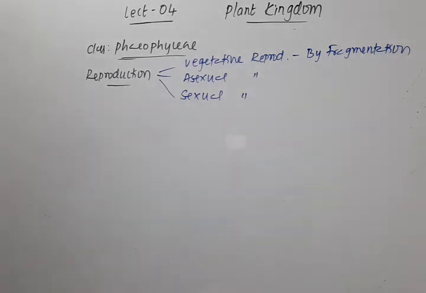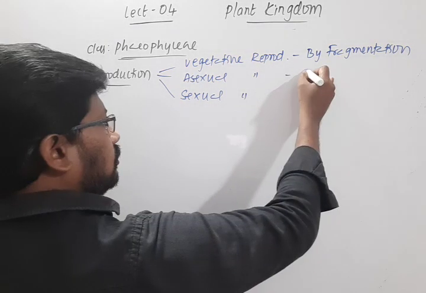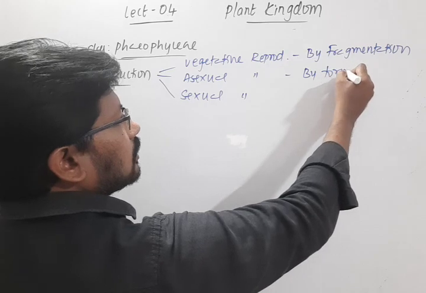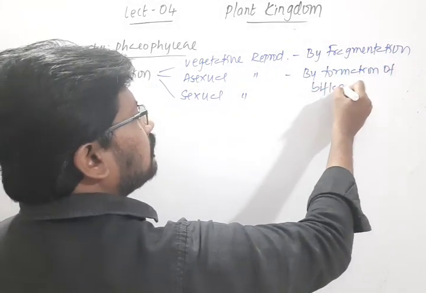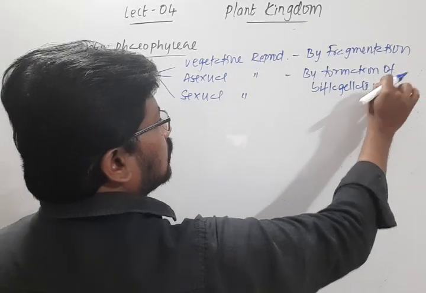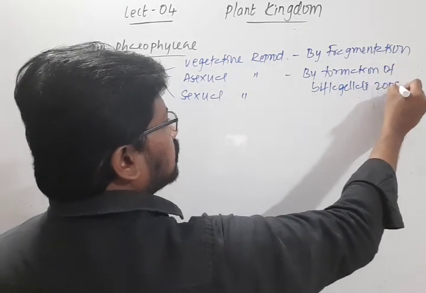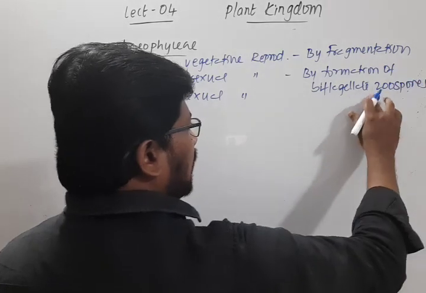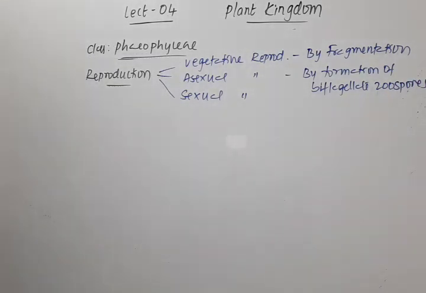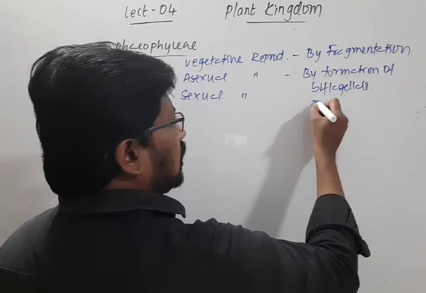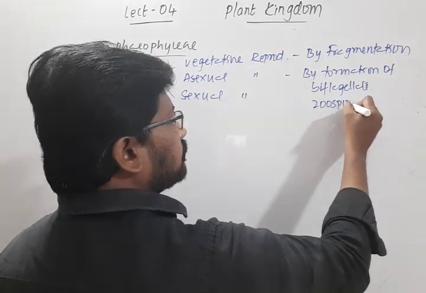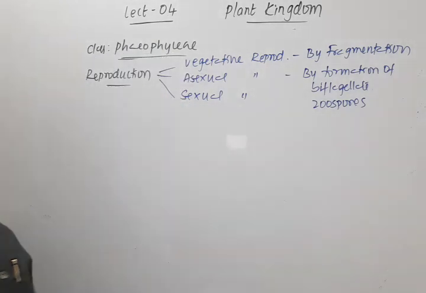Coming to the asexual mode of reproduction, this will be by the formation of biflagellate zoospores. Zoospores are biflagellate, which means they are capable of moving. So they are motile.